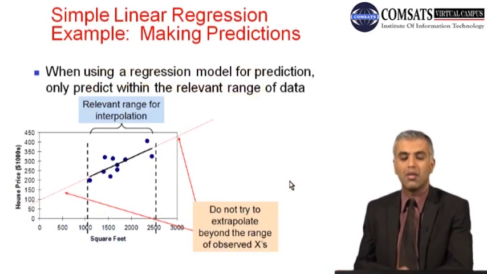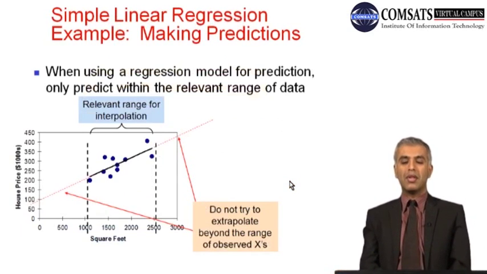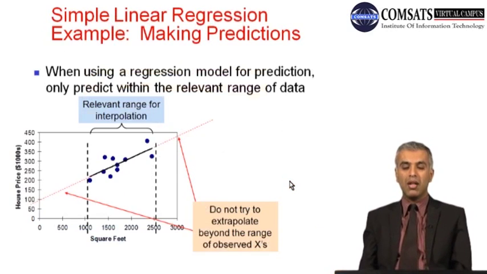So this is how we predict the price of a house through the tools which are given to us. Now here you can see that when using a regression model for prediction, we have to predict within the relevant range of data.